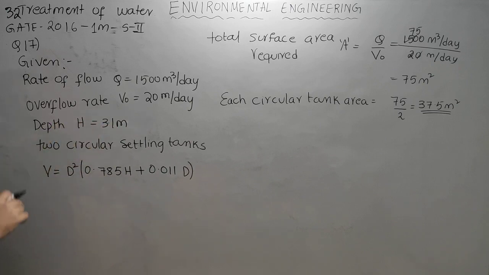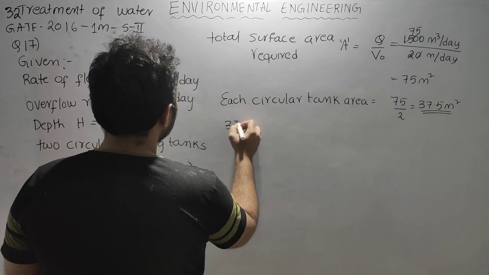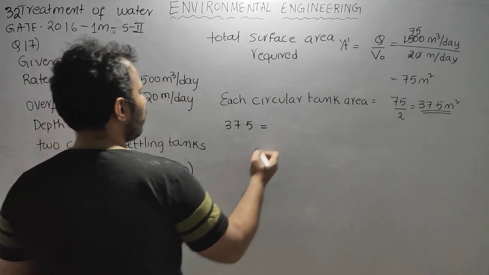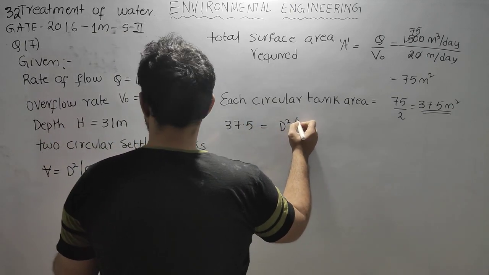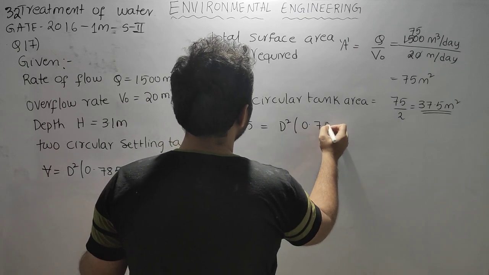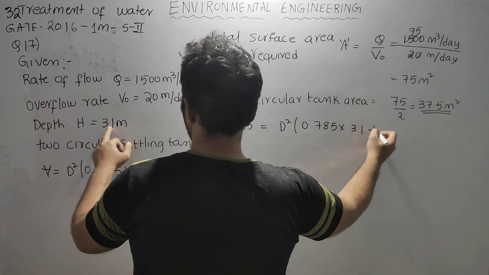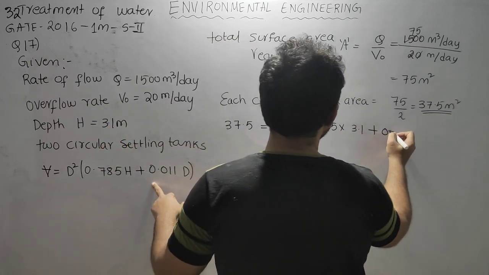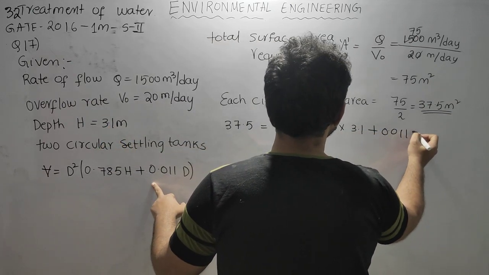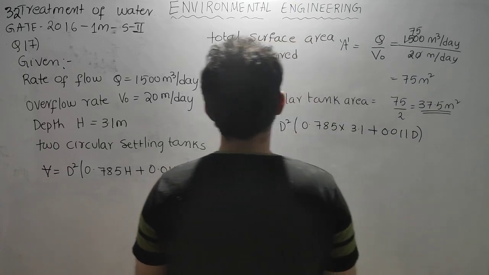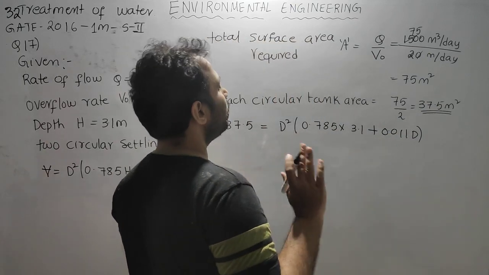So 37.5 is the volume. So 37.5 is equal to D square into 0.785 into depth, which is given as 3.1, plus 0.011 D. If you solve this quadratic equation, it will become a little lengthy.